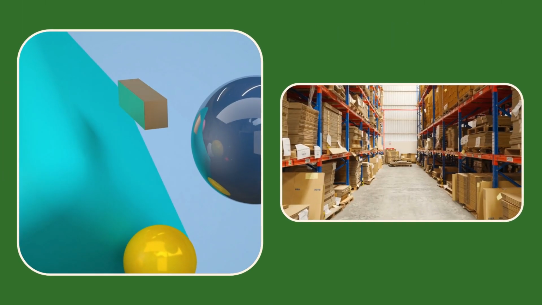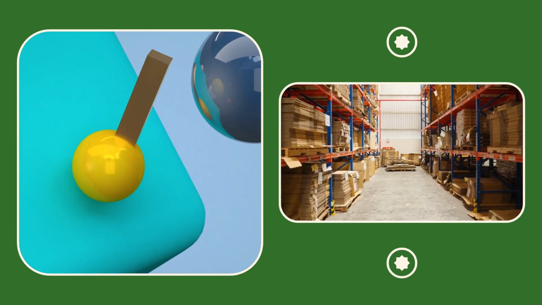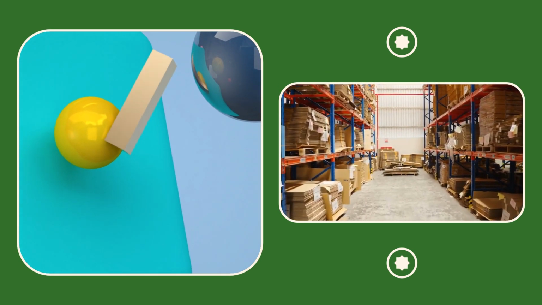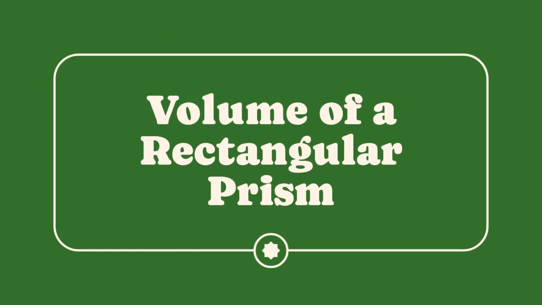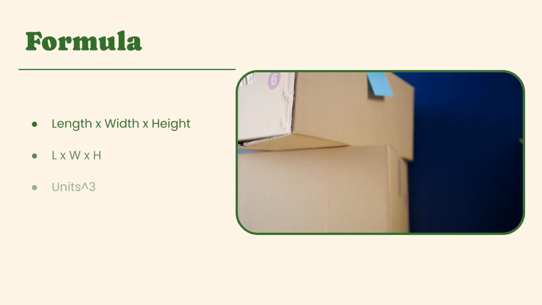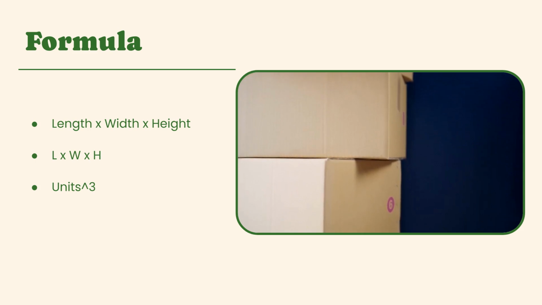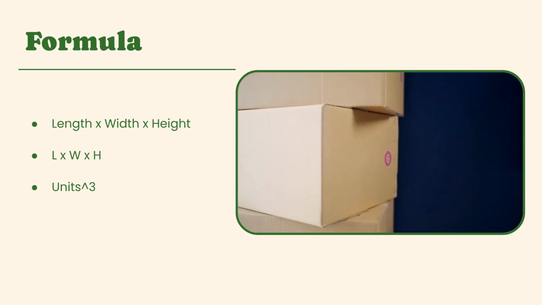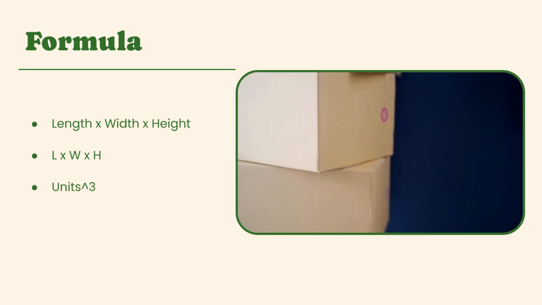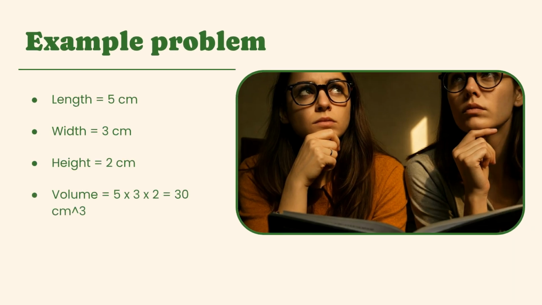Let's start with the volume of a rectangular prism, also known as a box. The units of measurement for volume are the same as the units of measurement for length, cubed. Let's say we have a rectangular prism that's 5 centimeters long, 3 centimeters wide, and 2 centimeters high. What's its volume?